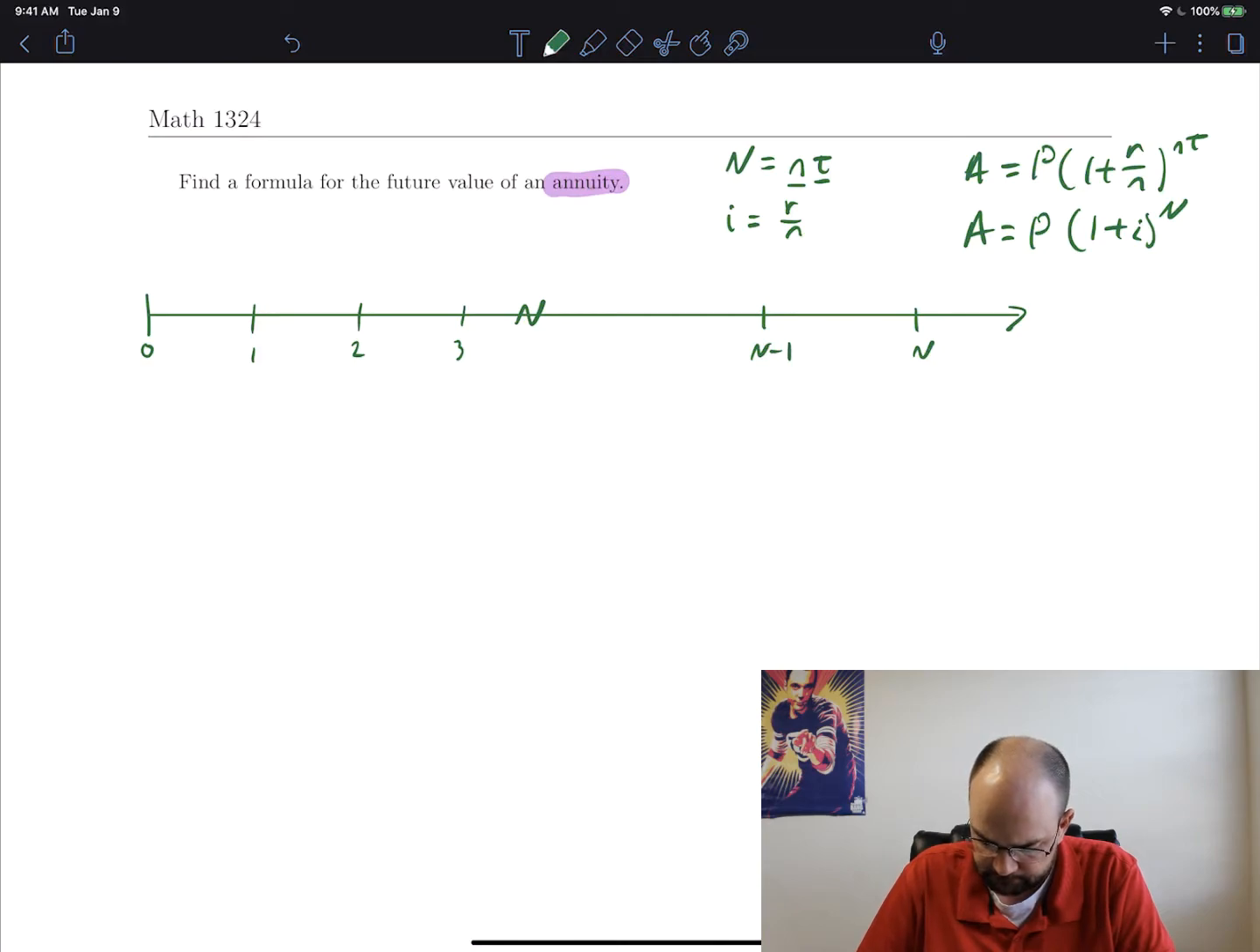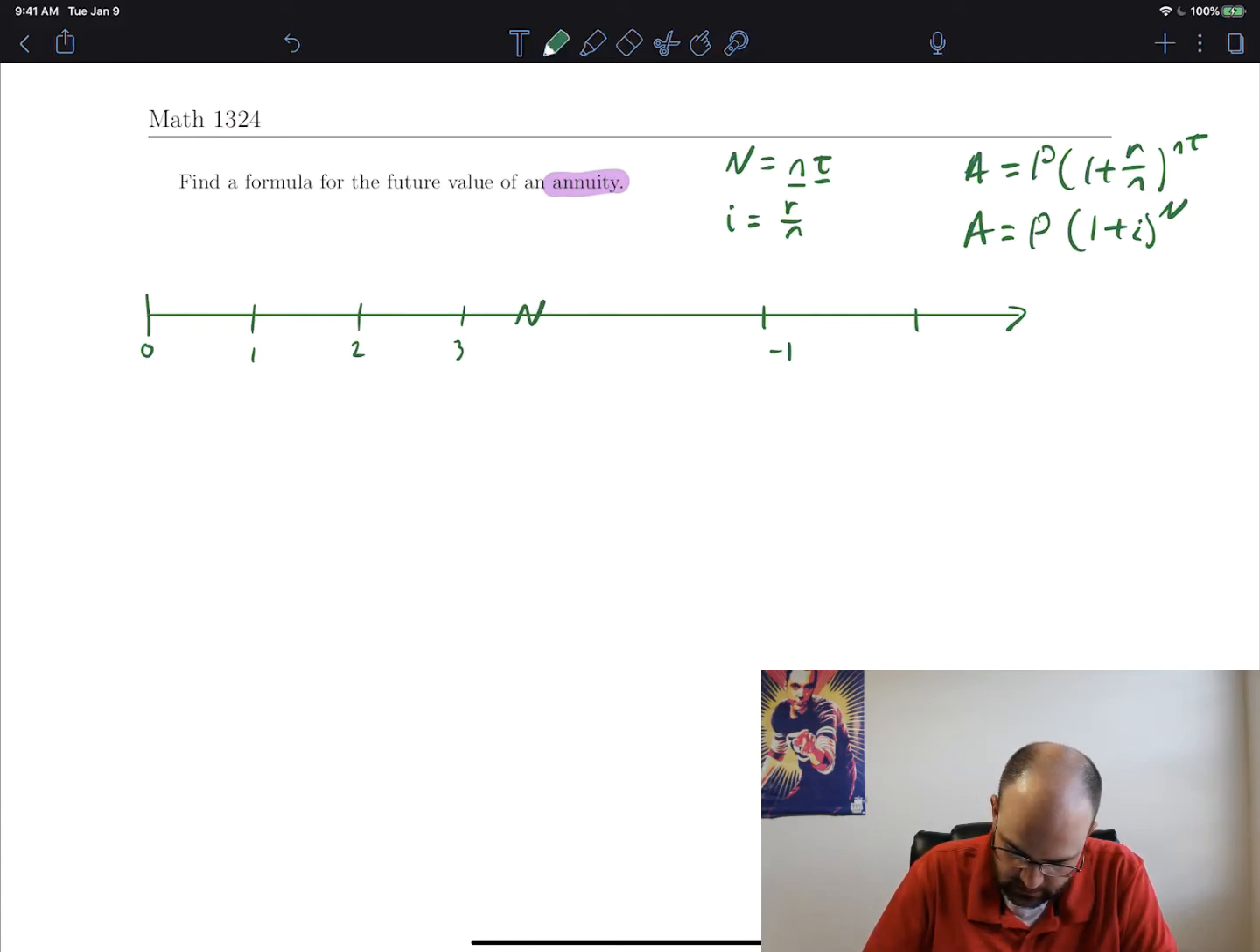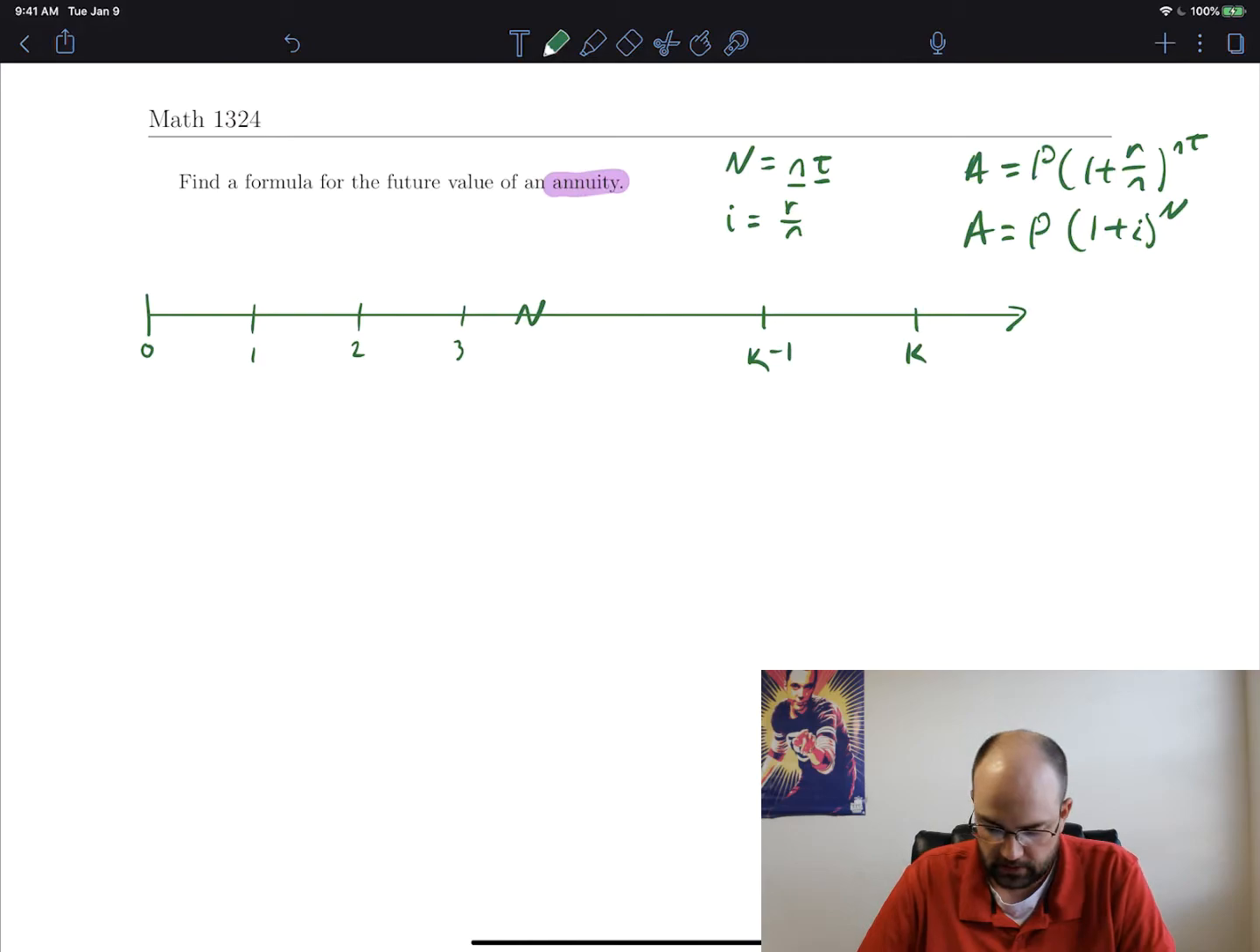Now, I'll put a, I don't want to use n here then. Let's use k. There we go. Now what this says is that these are each of the payments. So the first payment, second payment, third payment, and then this little symbol just means that this pattern continues until we reach the k minus 1 to the kth payment. In other words, there's a finite number of payments.